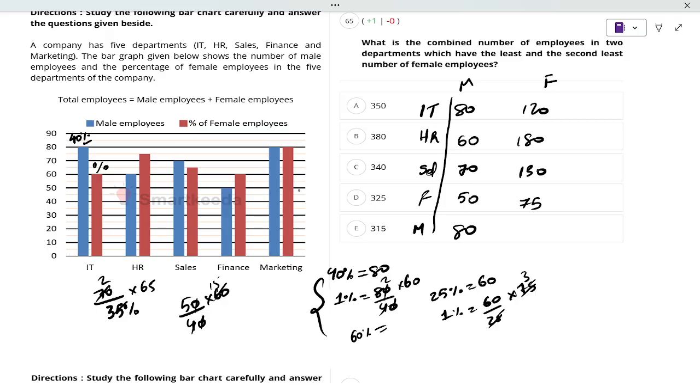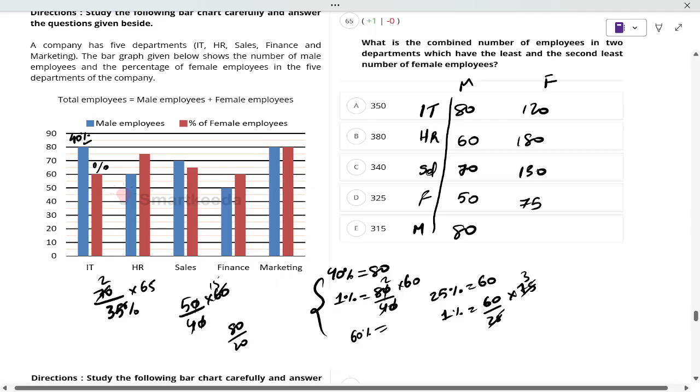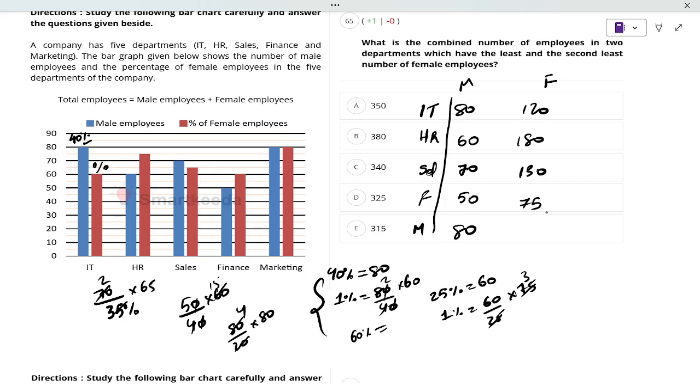Now for the marketing, we have 80% female, that means 20% is male. So 20% is male, we need to multiply by 80. Here 4 times 80 is 320. So now we got the table for 5 departments, both male and female, in terms of numbers.